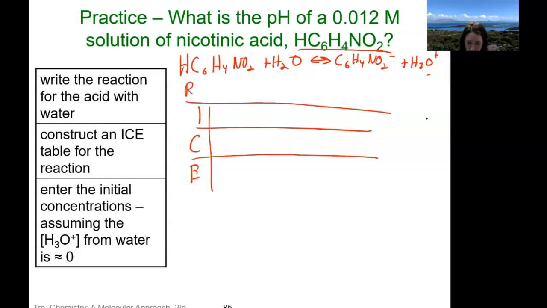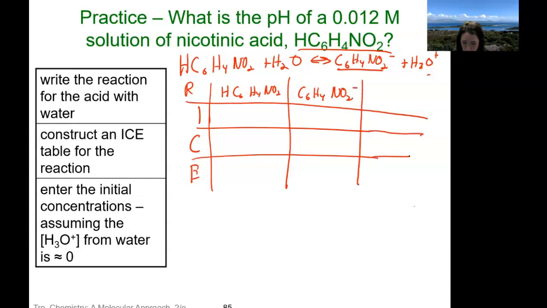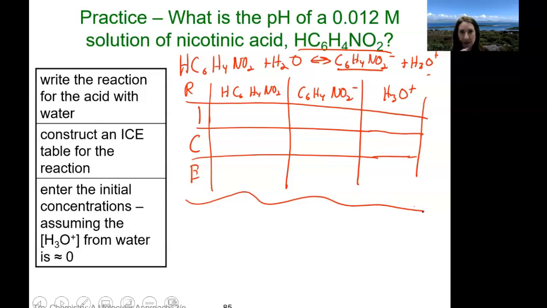So if this is your reaction, R for reaction, here's this, HC6H4NO2. Here's our next piece, C6H4NO2 minus. Here's our next piece, H3O plus. When people get ICE tables wrong, it's almost always because they don't know how to set them up, right? So don't sell yourself short. Set up the ICE tables using the reaction.